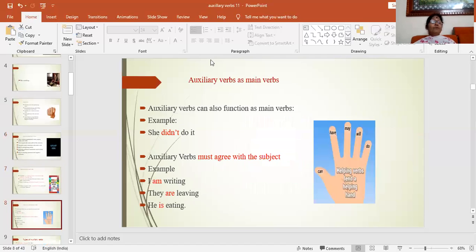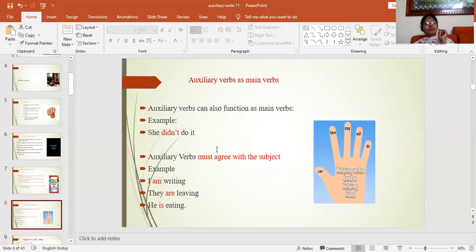Now, we also should know that auxiliary verbs sometimes act as main verbs. They can also function as main verbs. For example, "She didn't do it." Didn't is the contracted form of the negative did not, right? And do here is our main verb. So sometimes our auxiliary verbs or helping verbs can function as main verbs.